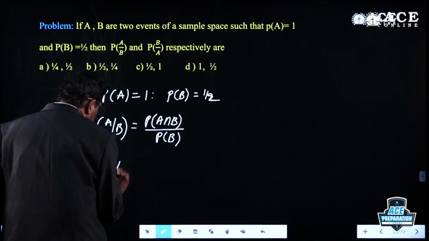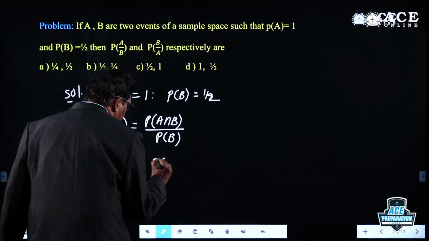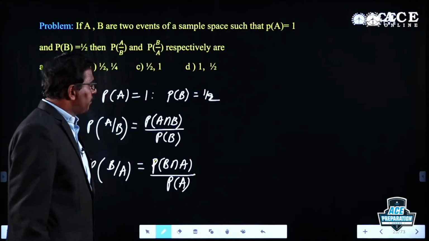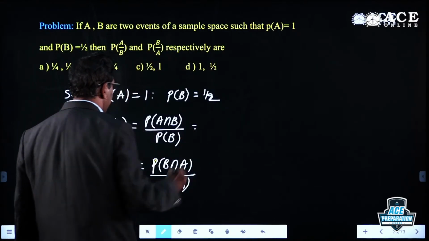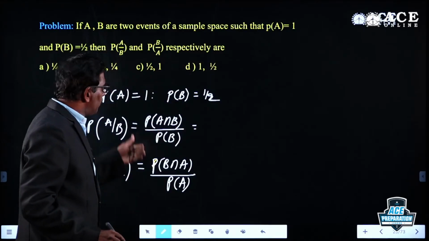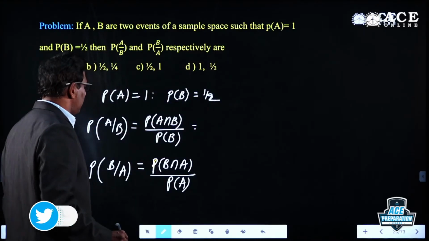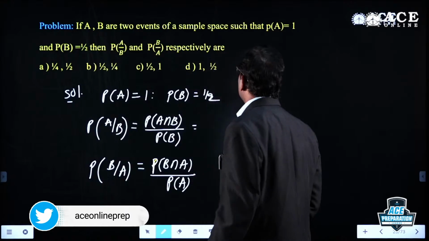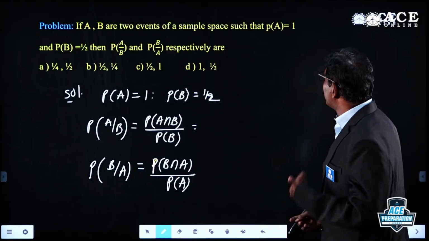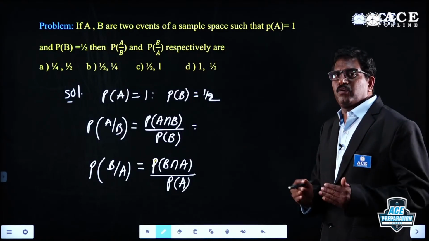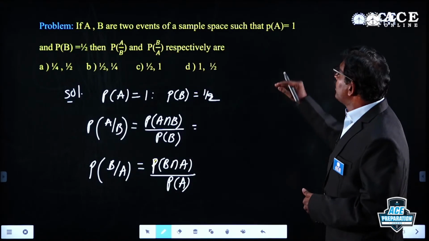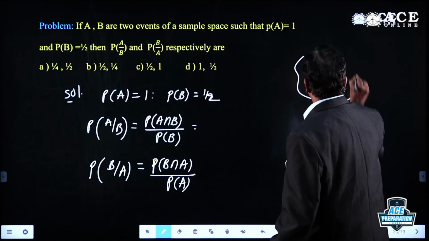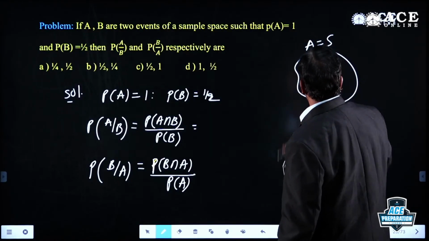Next, P of B by A also required for me. What it is? P of B intersection A by P of A. Is it? That is nothing but P of A and P of B are available, but P of A intersection B is not available, but how to find a solution? One hint given you see here. P of A is equal to 1 given means here A is nothing but a sample space. Probability is 1. It is possible for sample space only. P of A is equal to 1 means no doubt A is nothing but the universal set. It is a sample space. Here A is a sample space. A and sample space both are same.